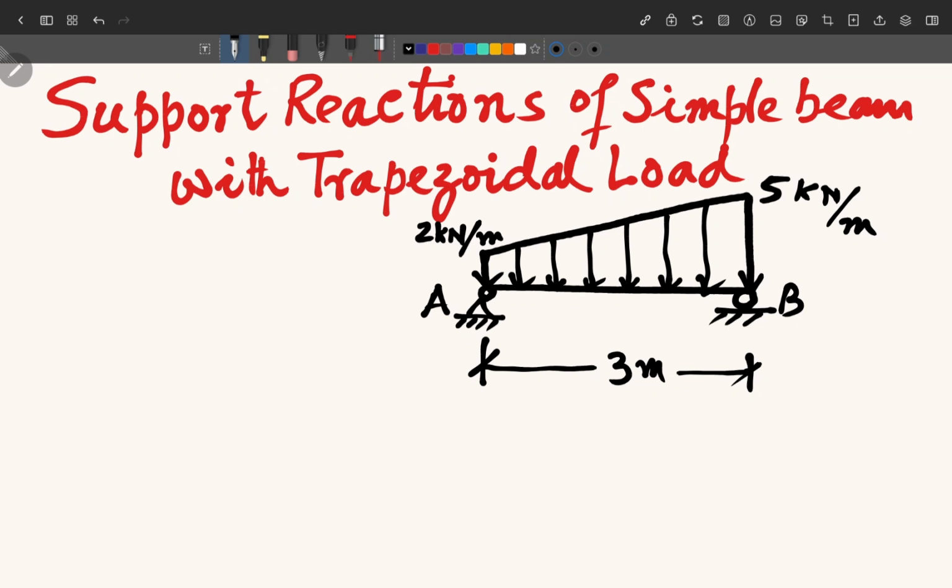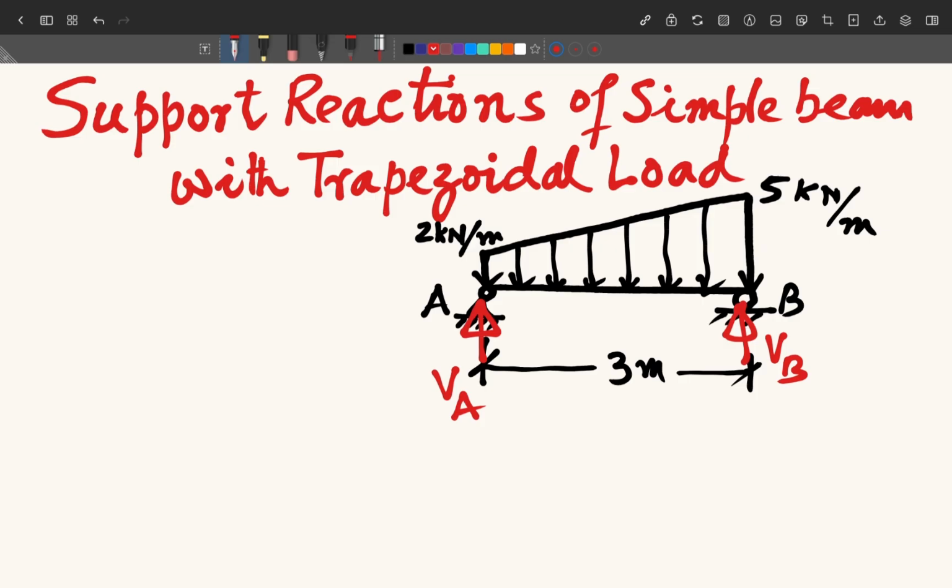And of course the roller will have only one vertical reaction, so total reactions will be equal to just 2. So we show here these reactions, one reaction VA at A and one reaction VB at B. These are the two possible reactions in this case because the loading is totally vertical.